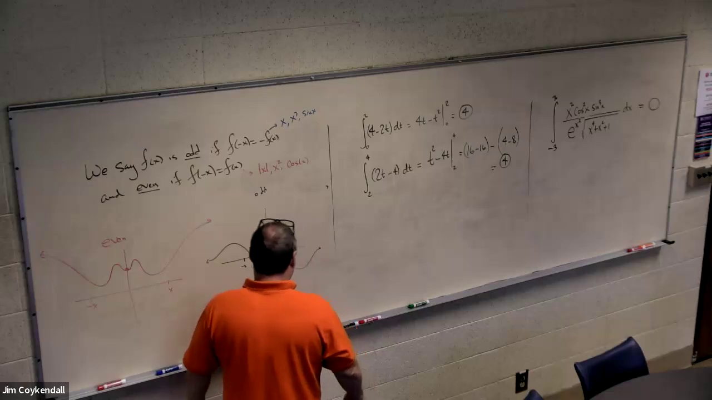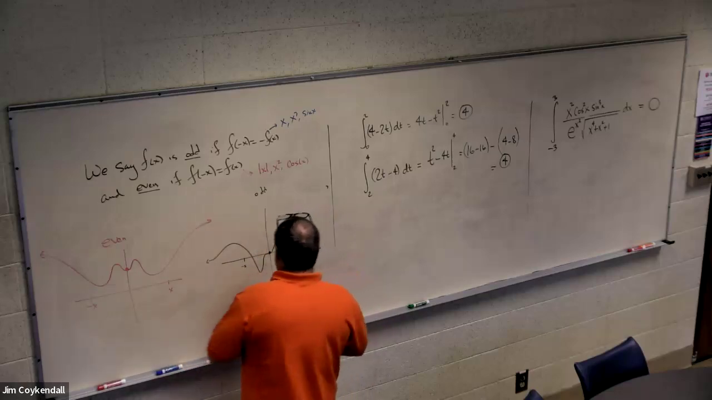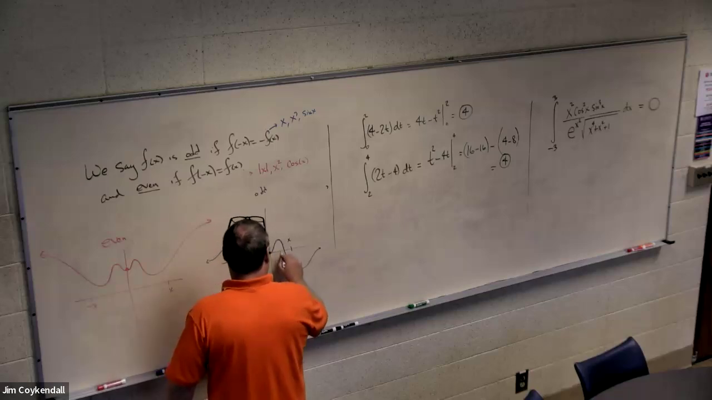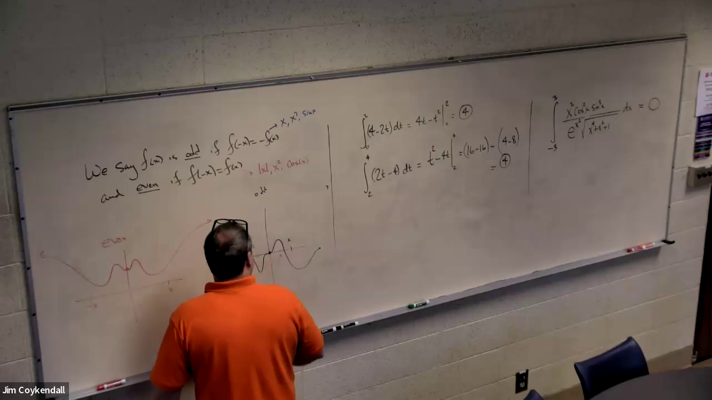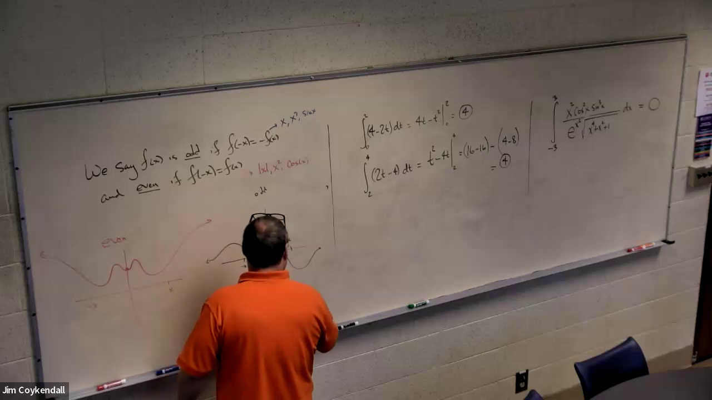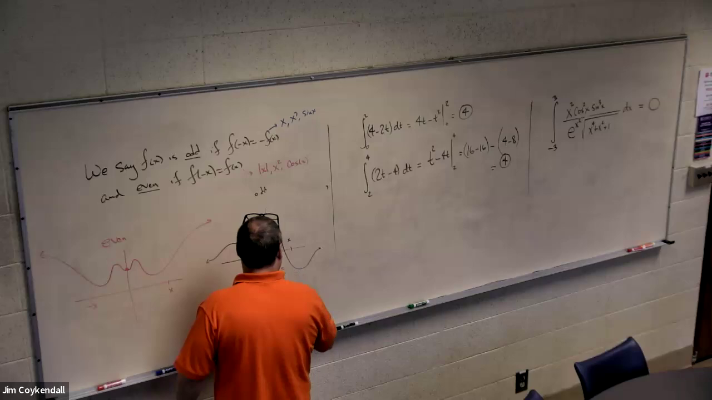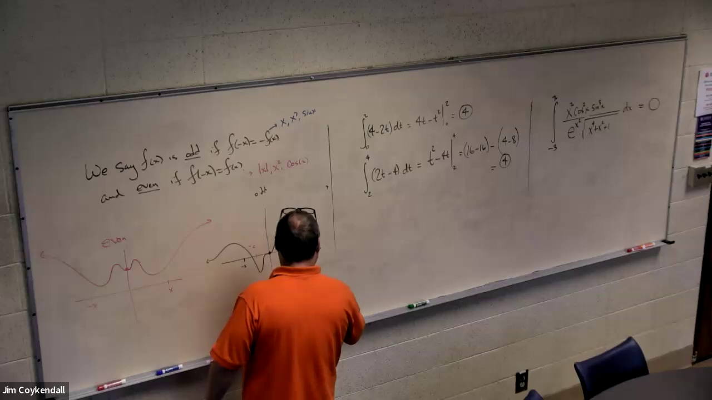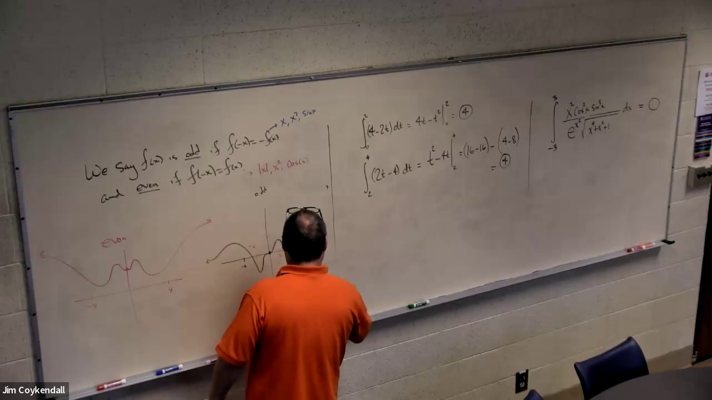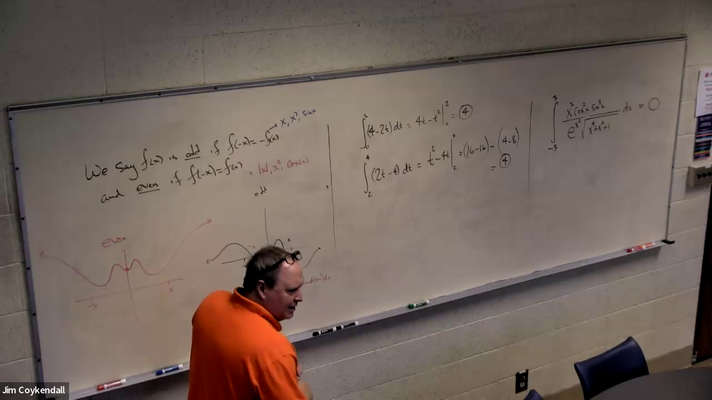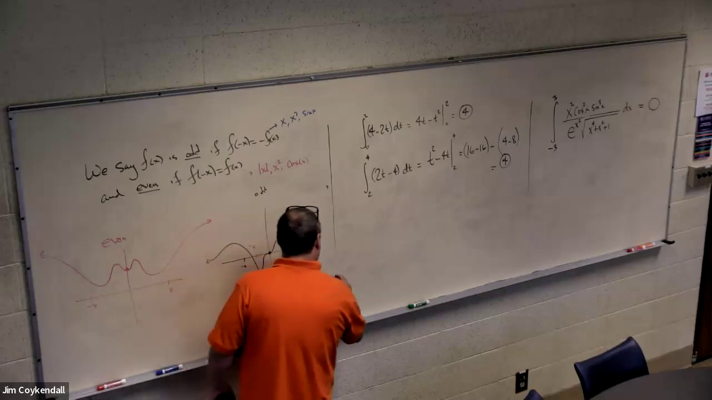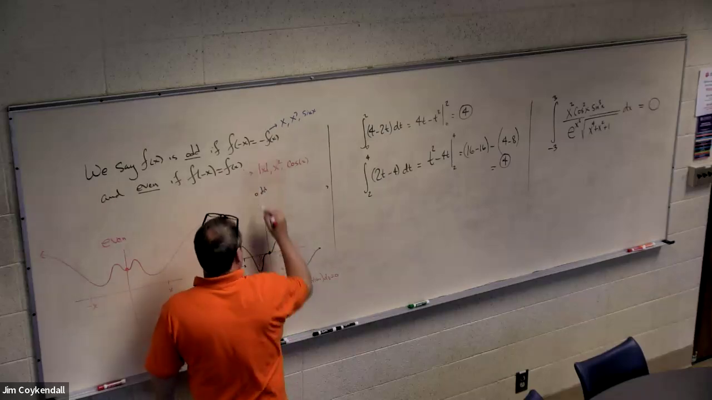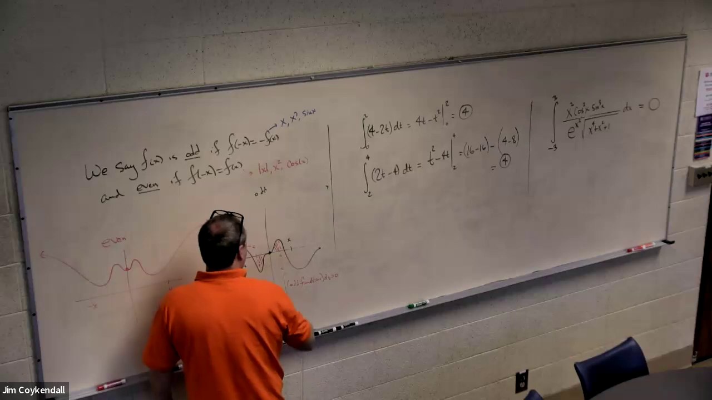Now, let me ask you a question here. What happens if you integrate? If I've drawn this better, what happens if you integrate an odd function? Because basically, this property here guarantees the signed areas cancel out.